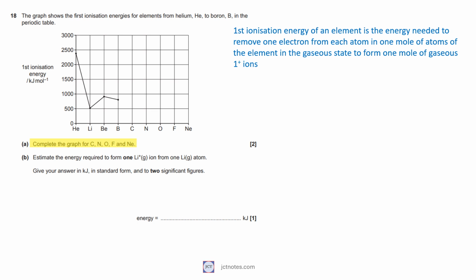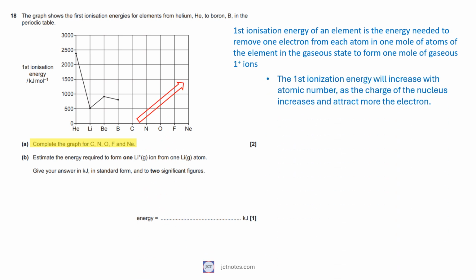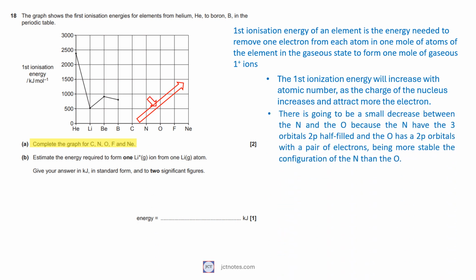ions. With the exception of helium, all the elements given are from the second period of the periodic table and ordered in increasing atomic number. We can estimate the approximate values if we use our knowledge of chemistry. First, the first ionization energy will increase with atomic number, as the charge of the nucleus increases and attracts the electron more. Second, there is going to be a small decrease between the nitrogen and the oxygen because the nitrogen has the 3 orbitals 2p half filled and the oxygen has a 2p orbital with a pair of electrons, the configuration of the nitrogen being more stable than the oxygen.